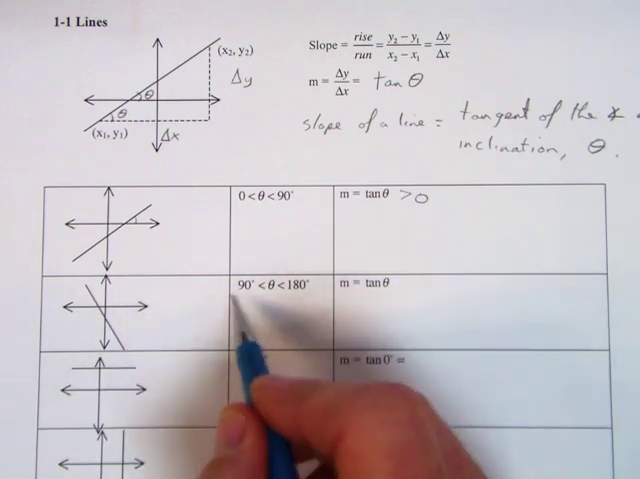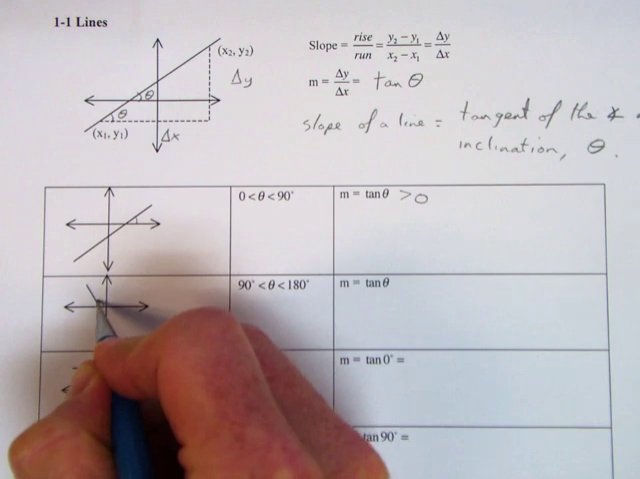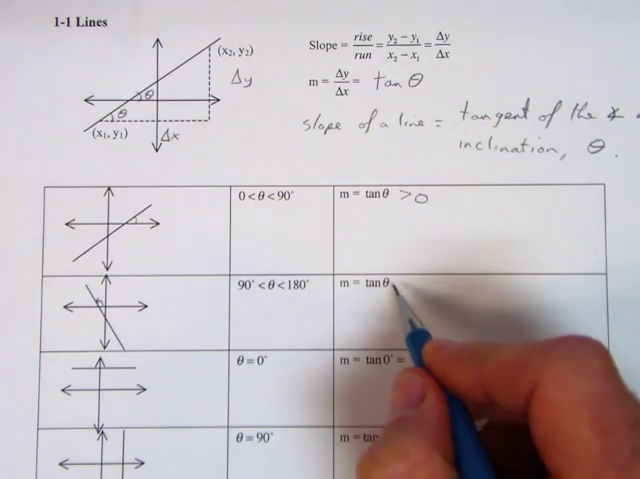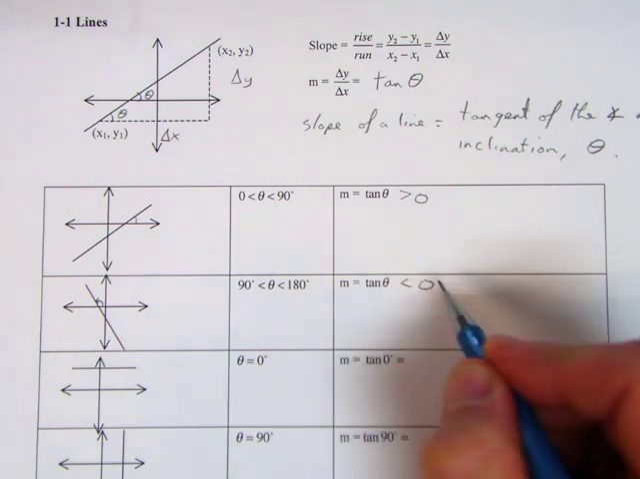Similarly, when we're looking over here, if we're going between 90 and 180 degrees, we're looking at this angle. What can you say about the tangent of any angle between 90 and 180? It is less than 0.